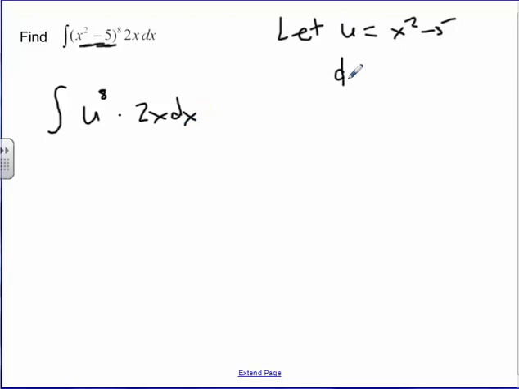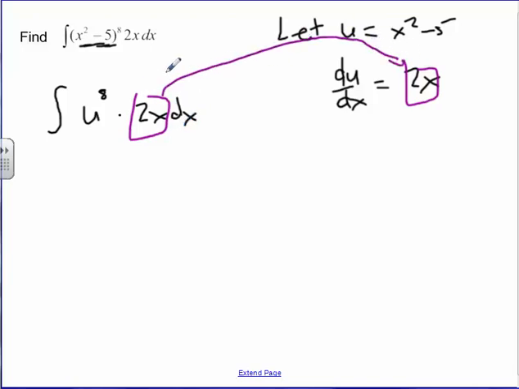I'm going to do a very similar process to what we did in the regular substitution when you do deriving. I'm going to find the derivative here, and the derivative is actually 2x. Once I know this derivative is 2x, I could say, hey, I have a 2x right here. I'm not going to plug that in there, I'm just going to replace these. So I'm going to have u to the 8, but then 2x is actually equal to du over dx. Then I'm still timesing by dx.